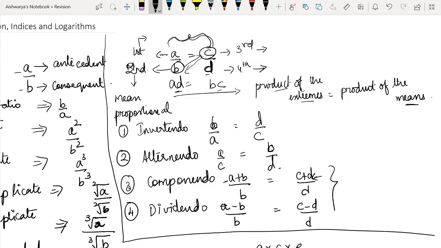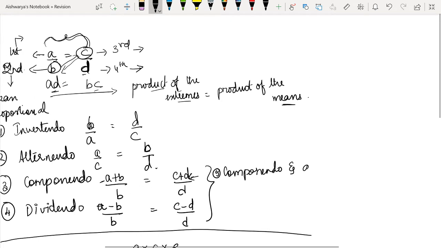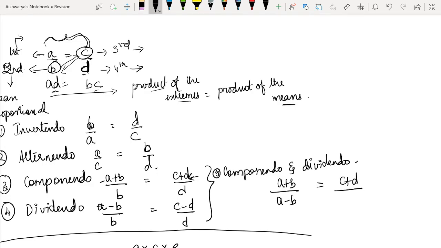Now combining both, we can write fifth one, componendo and dividendo. Componendo and dividendo is a combination of both. So which is nothing but A plus B by A minus B in the denominator. On this side you will have C plus D divided by C minus D. This is what you will have on this side.